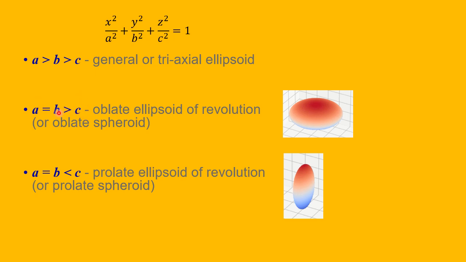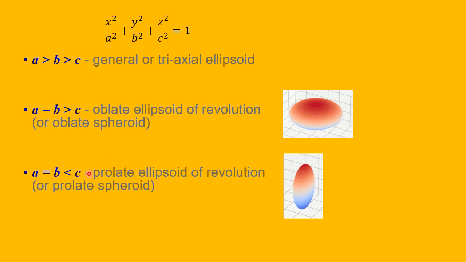Suppose we look at the case where c is less than a or b, and a and b are equal. In that case, we get what's called an oblate ellipsoid of revolution, also called an oblate spheroid. In this case, c gives us basically information about the width in the z direction, and it's smaller than a and b. So the length of the axis in the z direction is smaller than in the x and y directions.